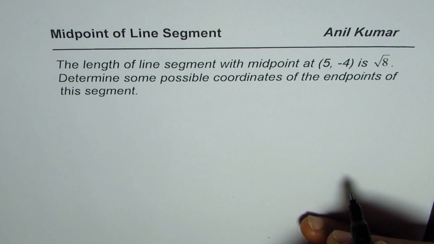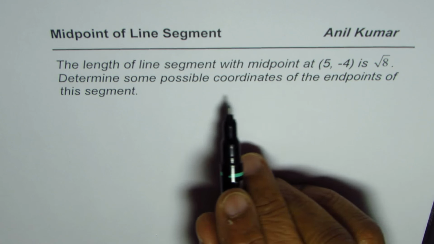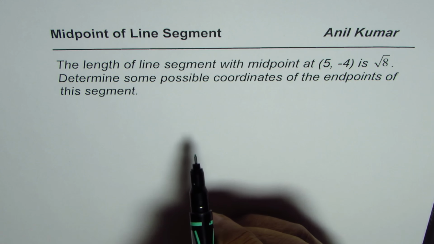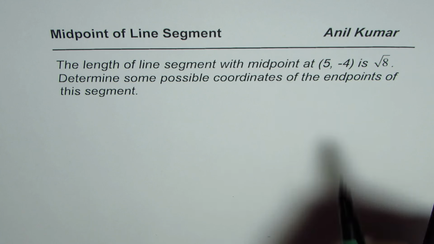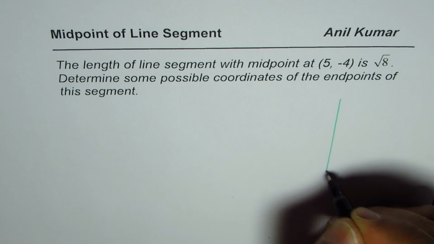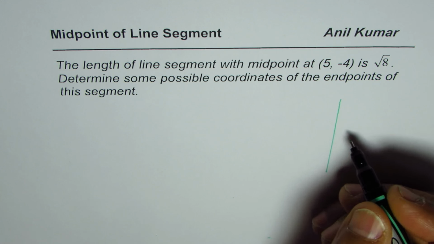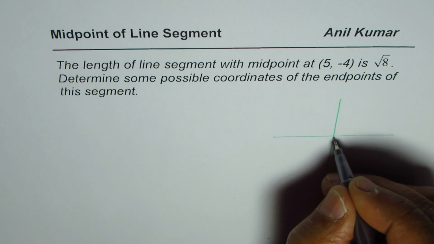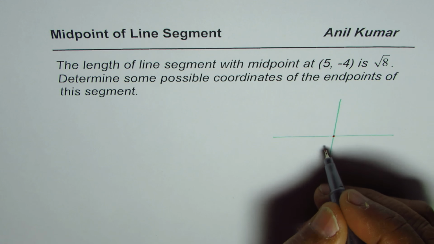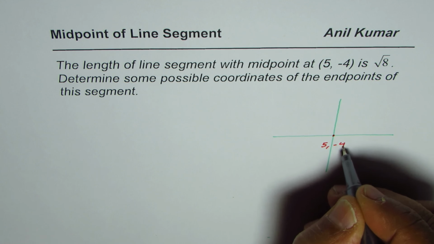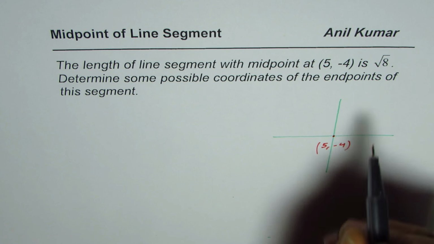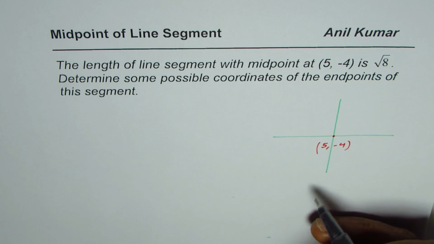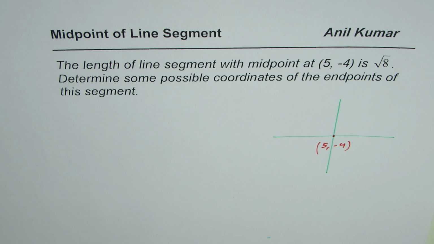Now there are a few easy solutions. Whenever you have an open-ended question like this, you have a choice of selecting your lines. So whenever midpoints are given to you, easy solutions could be selecting vertical lines or horizontal lines, right? So you can say, well, this is my midpoint which is given as (5, -4). The length of the segment is given, which is square root 8. So on either side it will be half of square root 8 and you might get some solution.